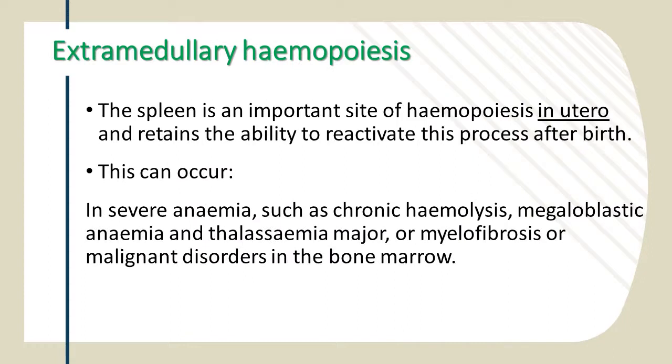The spleen, like the liver, undergoes a transient period of hemopoiesis at around 3 to 7 months of fetal life, but is not a site of erythropoiesis in the normal adult. However, hemopoiesis may be re-established in both organs as extramedullary hemopoiesis. Extramedullary hemopoiesis can occur in severe anemia such as chronic hemolysis, megaloblastic anemia and thalassemia major, or myelofibrosis or malignant disorders in the bone marrow.